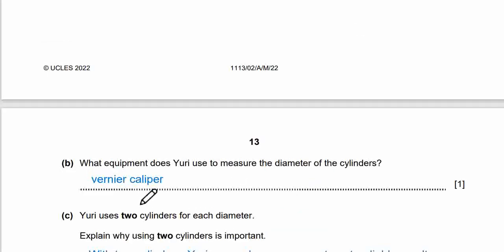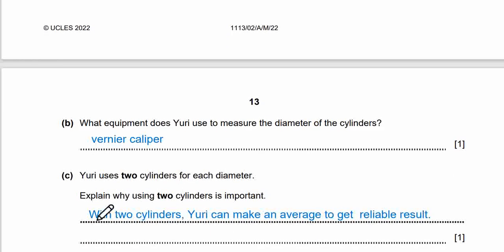Next, Yuri uses two cylinders. Why is using two cylinders important? With two, we can compare and then get an average to get reliable results. So type down our answer. With two cylinders, Yuri can make an average to get reliable results.